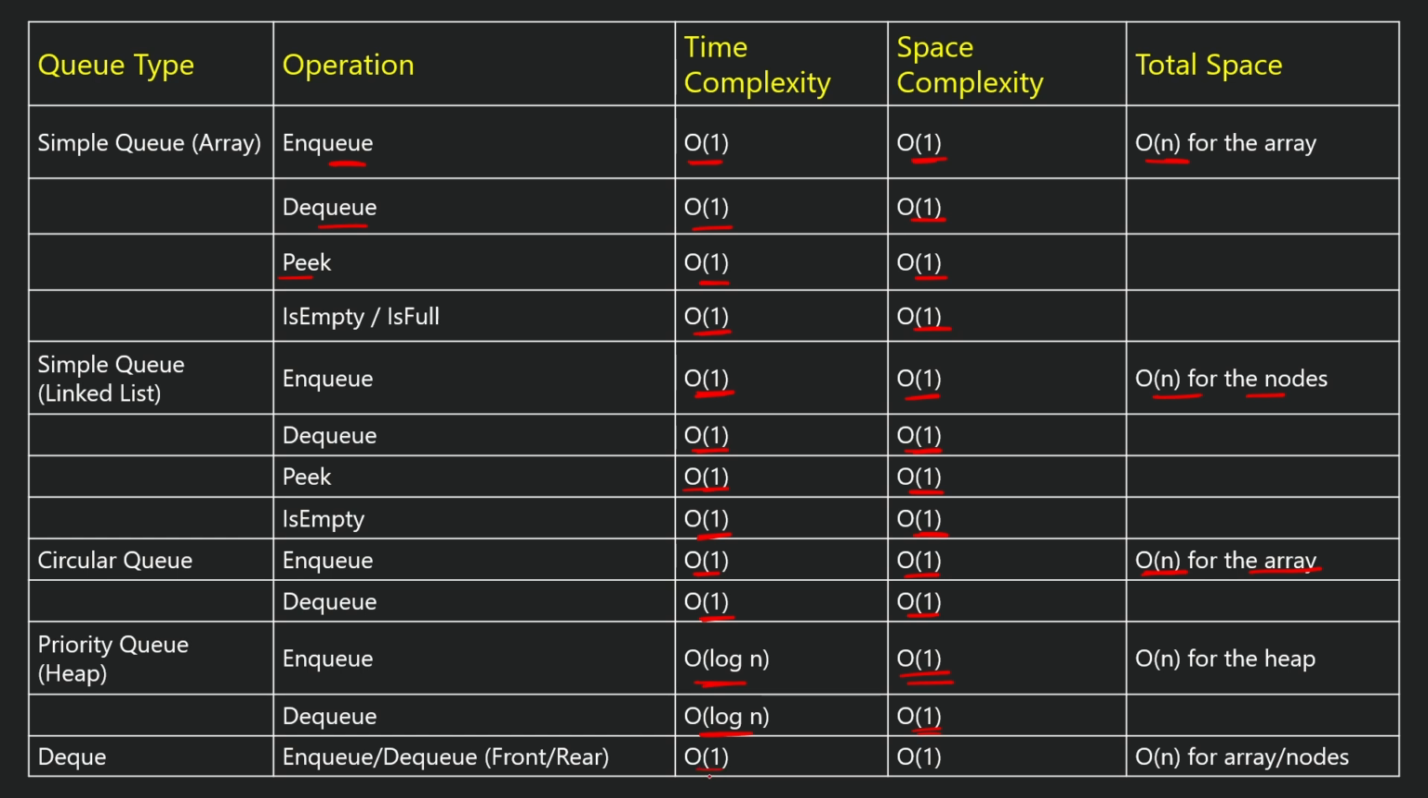Deques. Enqueue or dequeue at front or rear: O(1), space O(1). Total space: O(n) for the array or nodes.